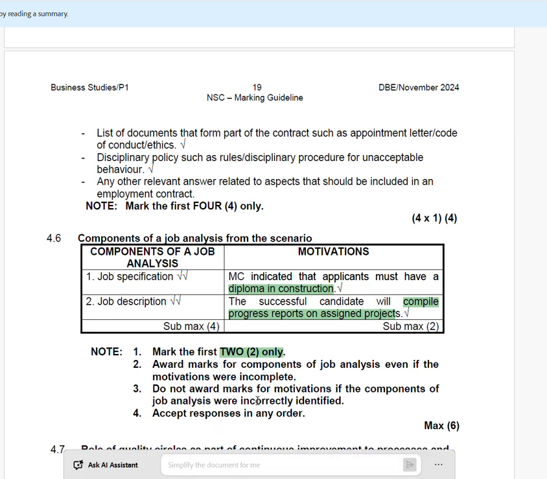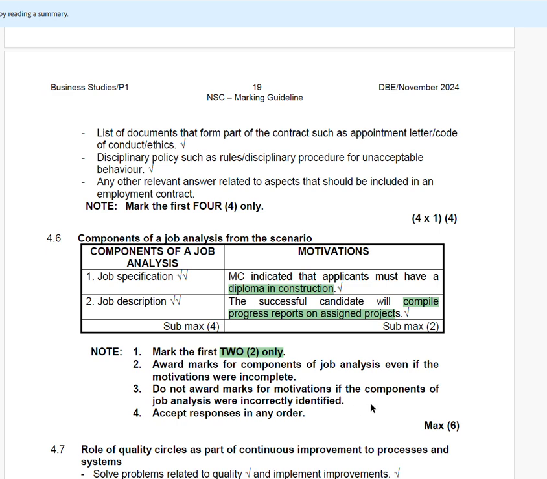Do not award marks for motivation if the component of the job analysis was incorrectly identified. So what does that mean? The motivation can be correct, but you're not going to get marks if the specification is not there and the description is not there.